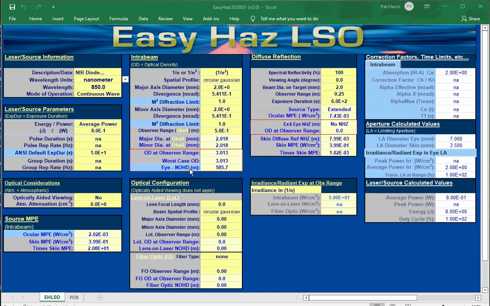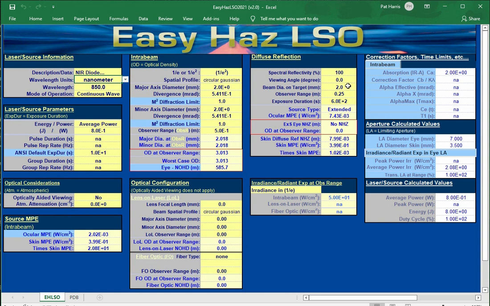Let's look at the NOHD. It's about 586 meters. The NSHD is only 41. Of course, that's because of the difference of the MPEs here. All right. Let's go over and take a look at the diffuse reflection hazard.